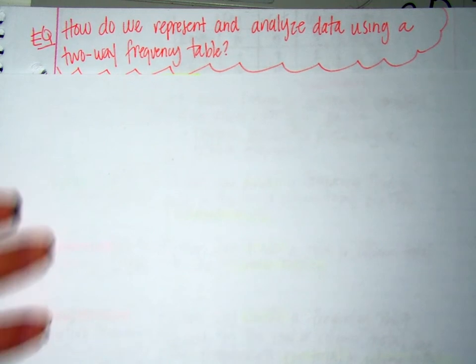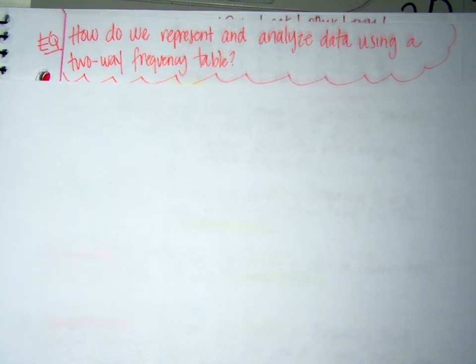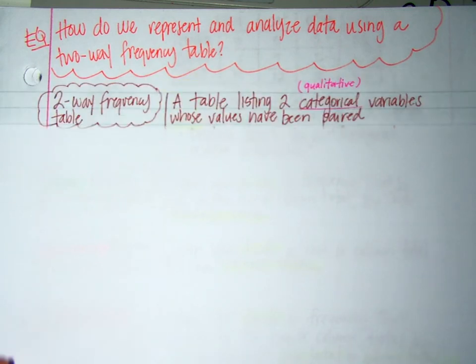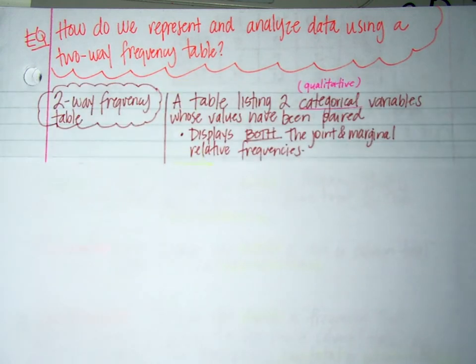Okay, today we're going to be representing and analyzing data using two-way frequency tables. First, we need to know what a two-way frequency table is. A two-way frequency table is a table that lists two categorical variables whose values have been paired. Remember that categorical information is always qualitative data.